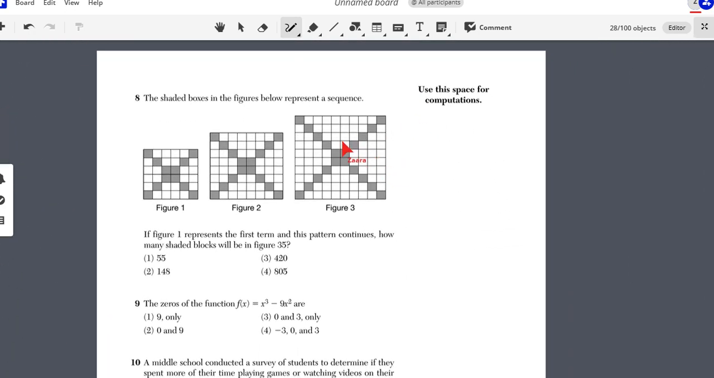Thank you. Next question, number 8. The shaded boxes in the figures below represent a sequence. If figure 1 represents the first term and this pattern continues, how many shaded blocks will be in figure 35? So, how I solved this question was I used the arithmetic sequence.